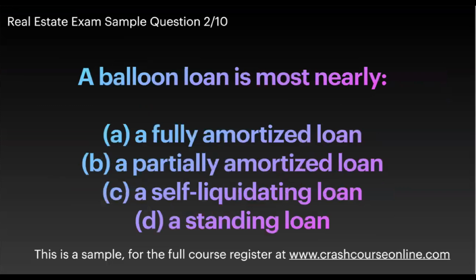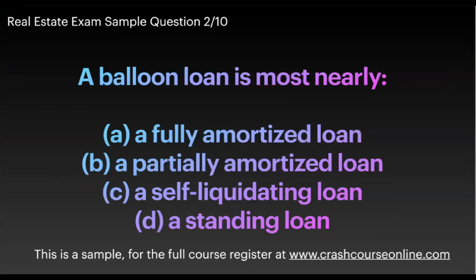Question 2 says a balloon loan is most nearly which of these? Now, it's important to know what a balloon loan is. A balloon loan is a loan where you make payments for a little bit, but the loan isn't paid off at the end. So you have a big fat balloon payment at the end, typically the entire balance of the loan. So this question says, which kind of loan would a balloon loan be involved in?